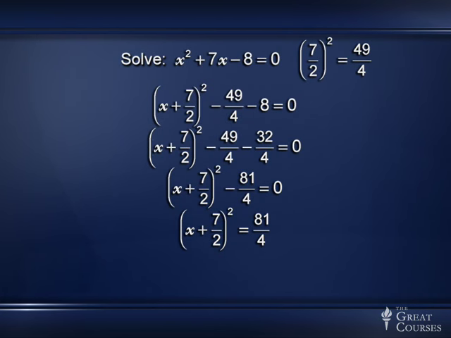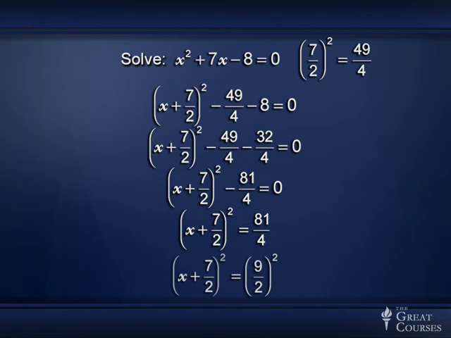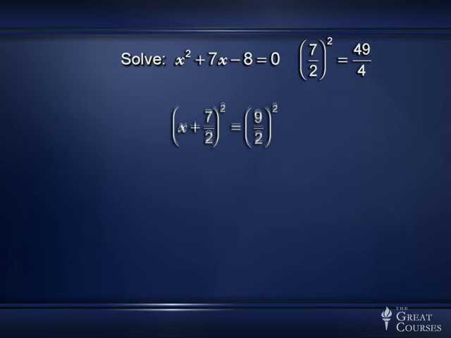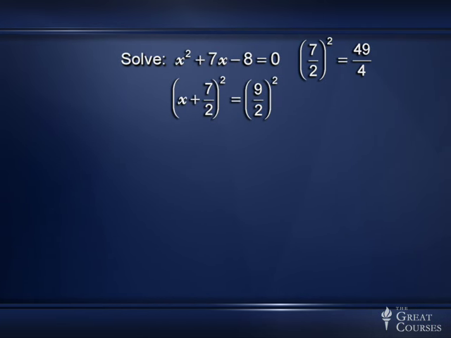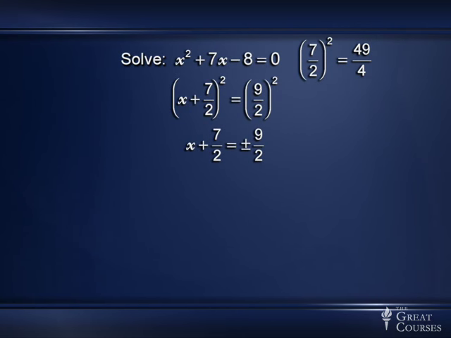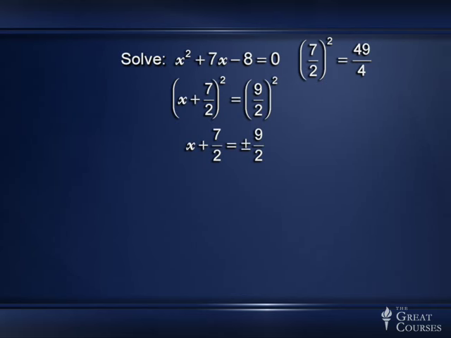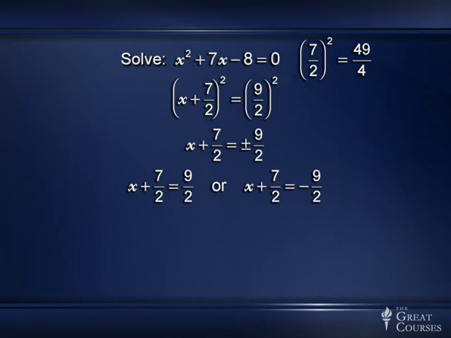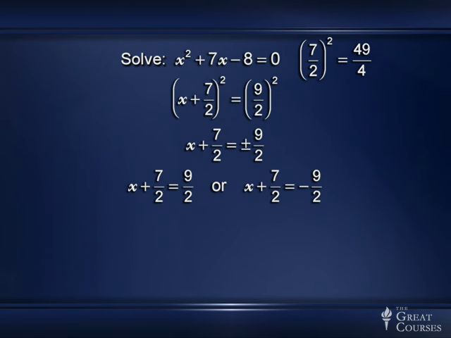And I've picked the numbers pretty carefully because 81 over 4 is 9 halves squared. And by doing that, it's a hint that I should now use this square root tool that we've talked about before. Once I have x plus 7 halves squared equals 9 halves squared, I can take the square root of both sides and I'll have x plus 7 halves equals plus or minus 9 halves. And that means you have two possibilities. Either x plus 7 halves equals 9 halves, or x plus 7 halves equals negative 9 halves.